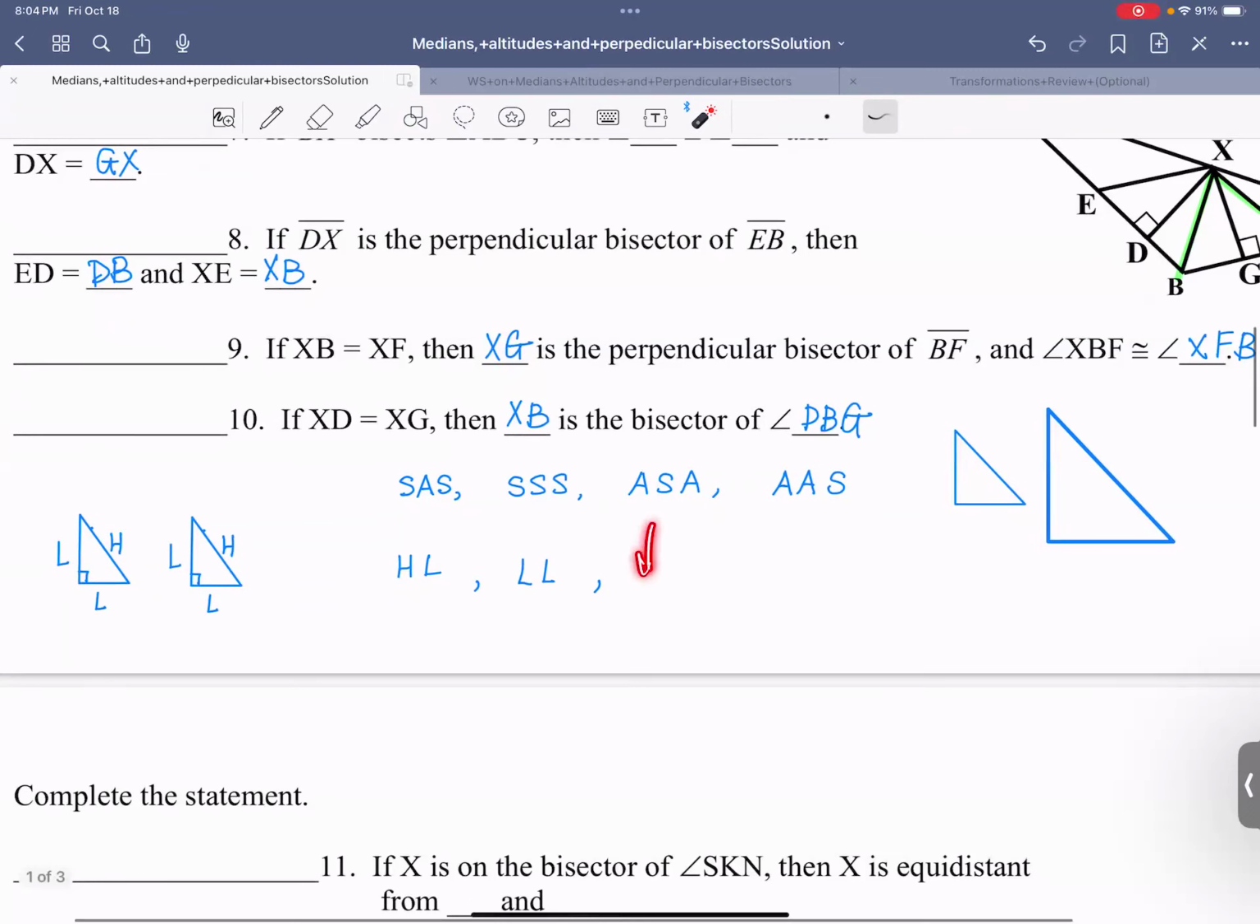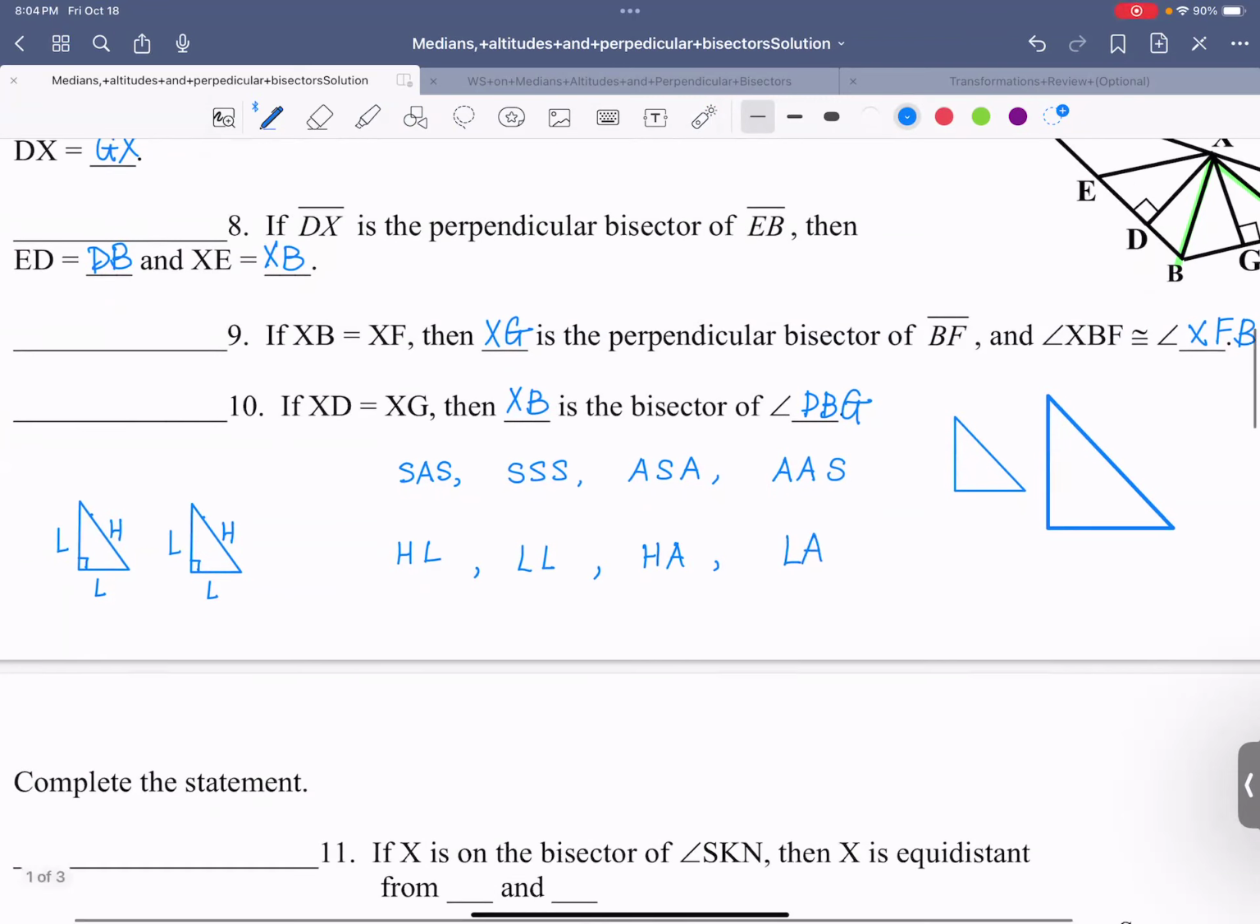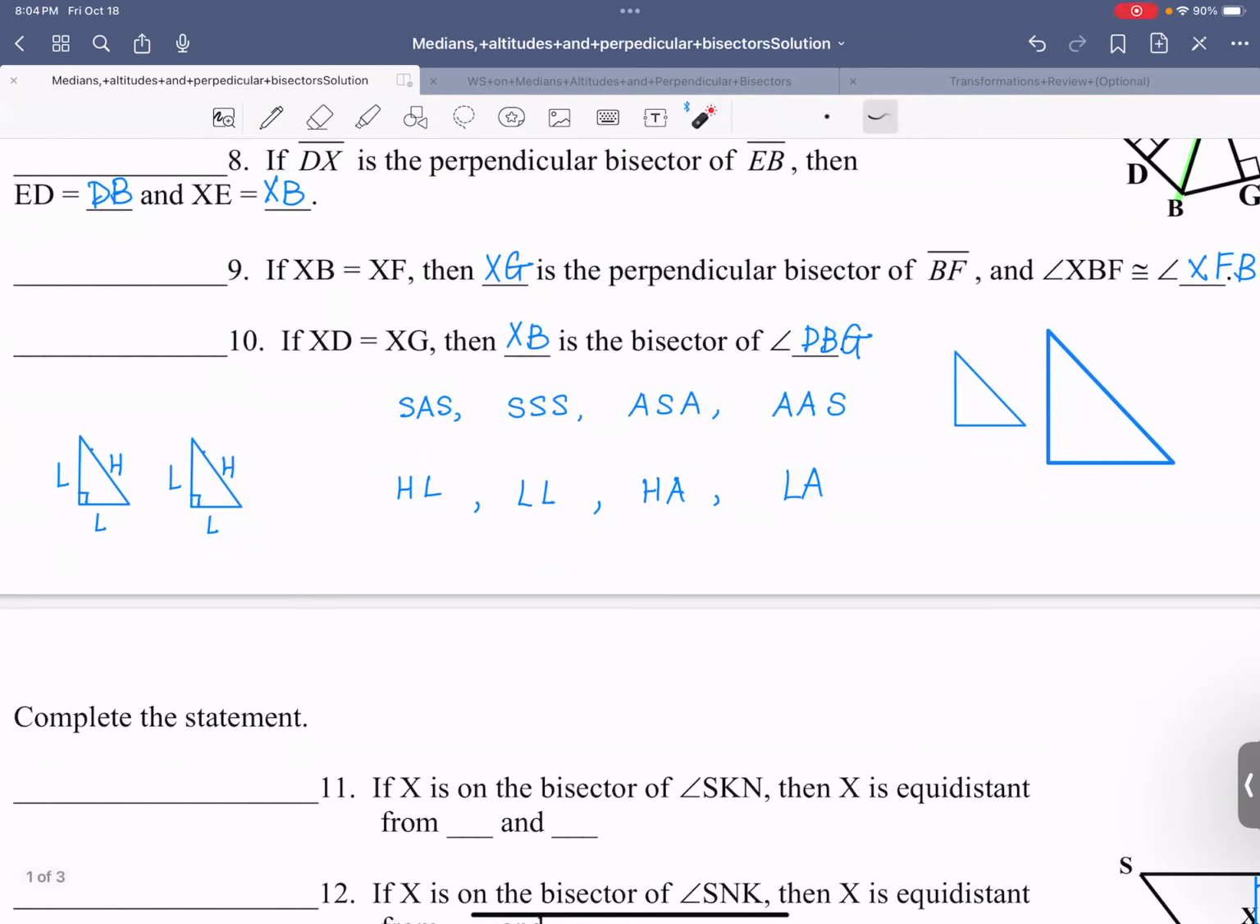So what are they? Hypotenuse angle. Yes, you got it. What's the other one? Leg angle. Yes, leg angle. Now let's refresh our memory. What's the reason we can reduce these three conditions down to just two conditions to prove triangles congruent? Because why? What do you think, Elizabeth?